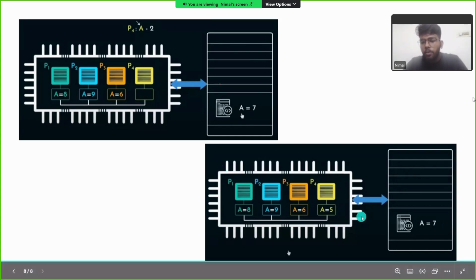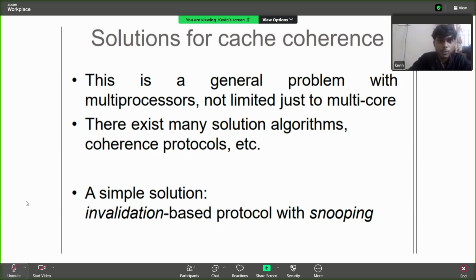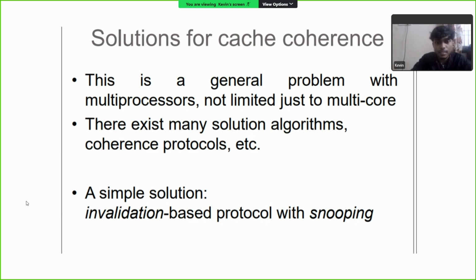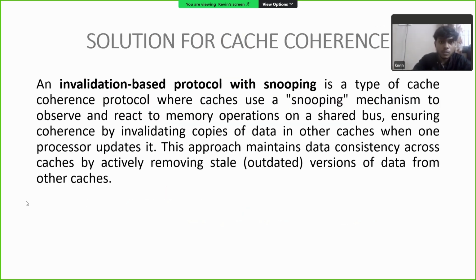So in order to find a solution for this, we have a few methods which will be discussed by Kevin. We'll discuss the solutions for cache coherence. We should make sure that the data stays consistent between the cache memory and the main memory. So the basic protocol is the invalidation-based protocol with snooping. What it does is it searches for the invalidated data and makes sure it stays consistent with the main memory, either by changing it or by doing other operations on it.